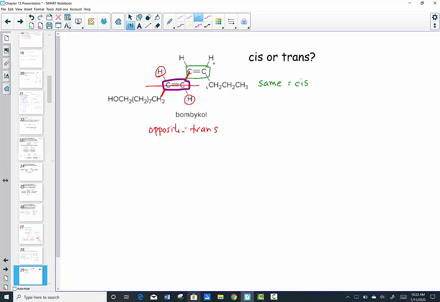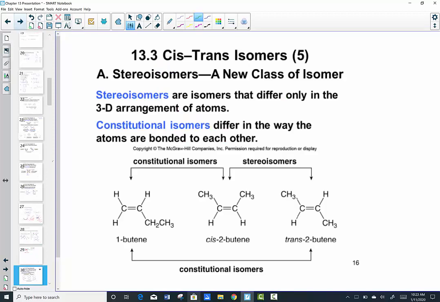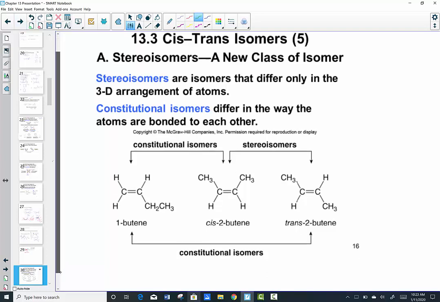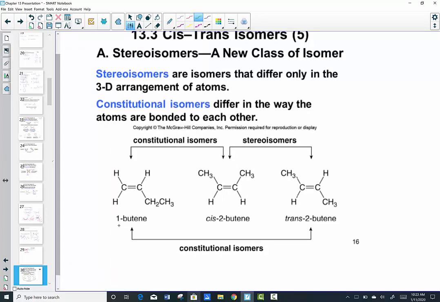Stereoisomers are isomers that differ only in the 3D arrangement of atoms. Constitutional isomers differ in the way the atoms are bonded to each other. We've been practicing both. We started with considering constitutional isomers. Those have the same molecular formula, but connect their atoms in a different order. Remember, constitutional isomers will have unique names. 1-butene is a different name than cis-2-butene.